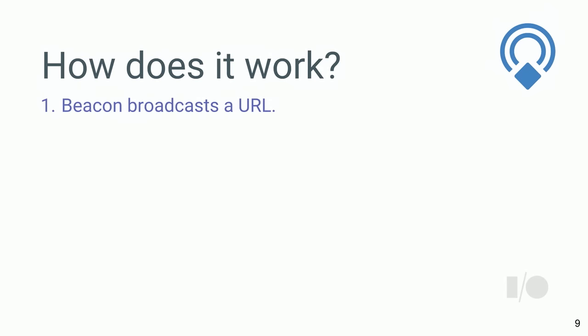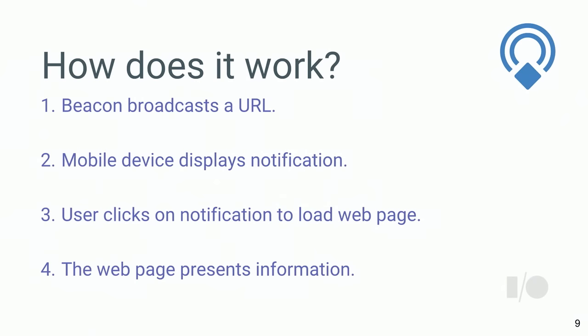So it starts with a beacon, something like this. It's broadcasting a URL. The Chrome browser on your mobile device is scanning for URLs nearby. When it finds one, it creates a notification. The user can then click on the notification and load the web page associated with that URL. The web page can present some information, and that web page can also connect to the device, the beacon itself.